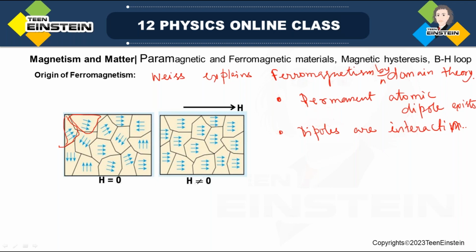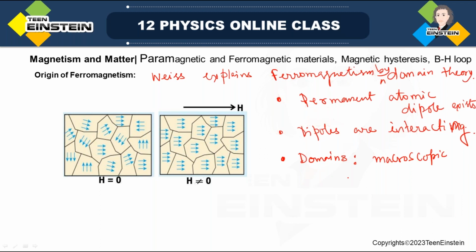Dipoles are interacting. So what happens in a particular region? Dipoles are cooperative to each other, and they orient in a particular direction together, and those particular regions are actually called domains. Okay, so domains are there.